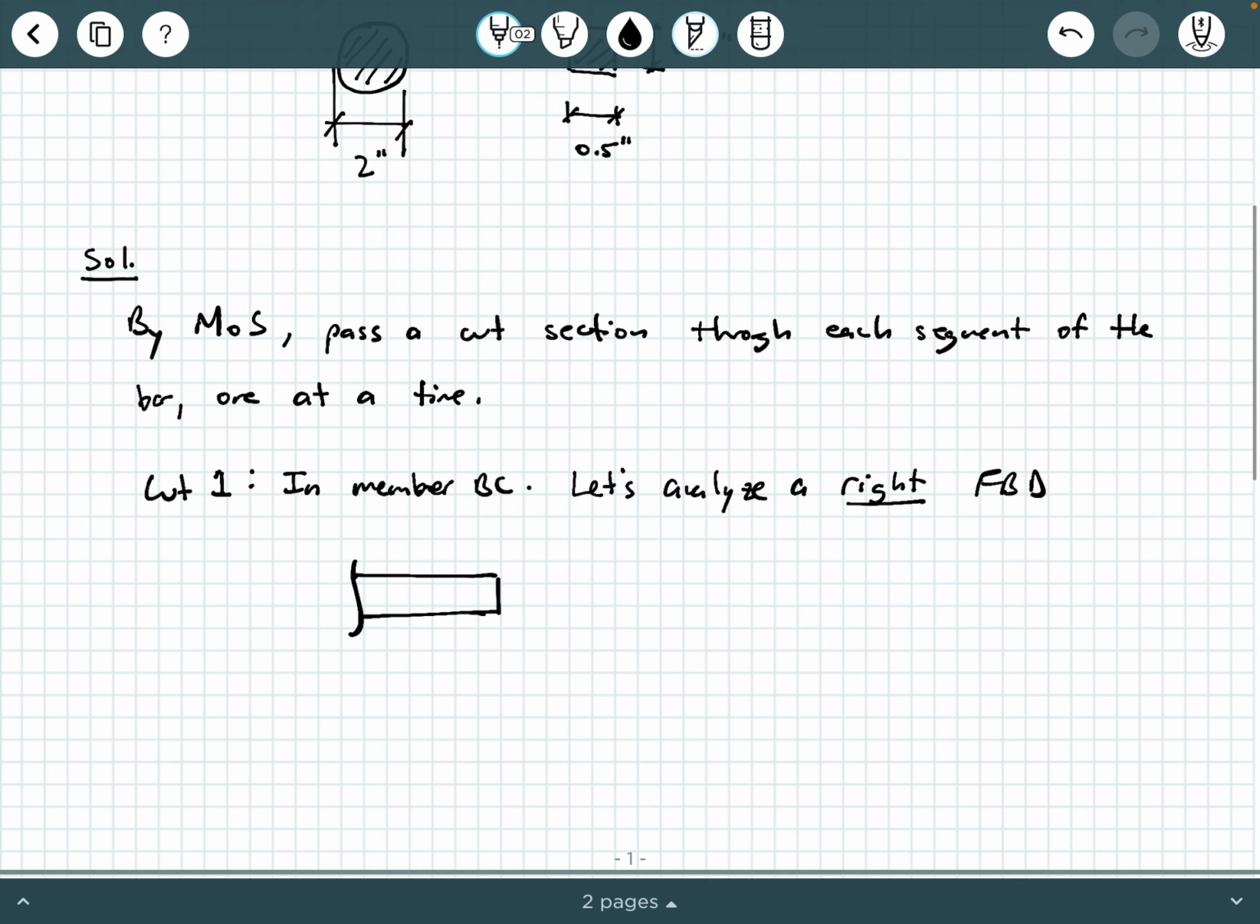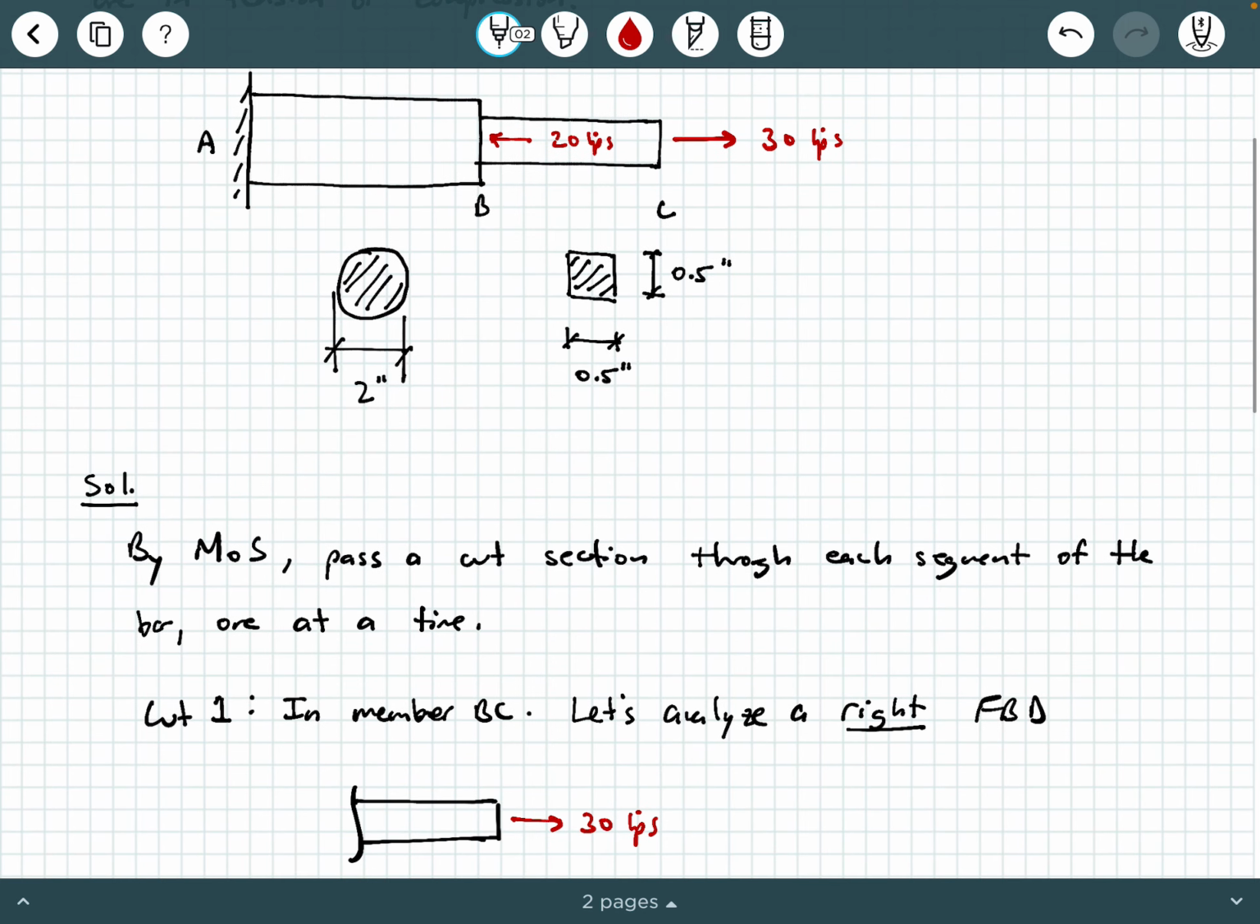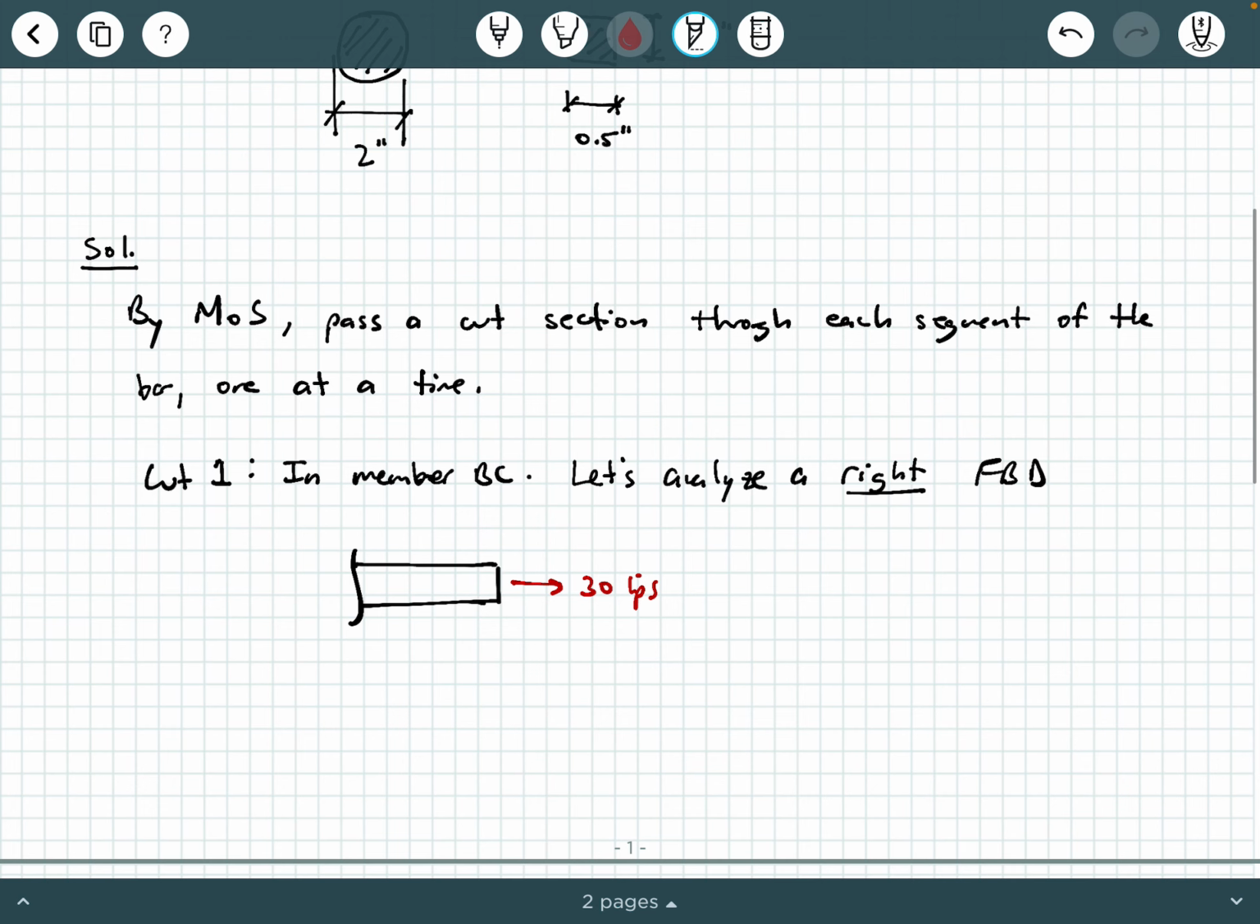Now, what is happening there? Well, you're going to be able to see that 30 kips hanging off the end there, okay? Now, is the 20 kips going to be there? You might say, well, Dr. A, where's the 20 kips? Well, this 20 kips is being applied at point B, okay? And we have just made a cut somewhere in between B and C. So this 20 kips is to the left of that cut. The 20 kips is somewhere over here, okay? So if we're looking at a right free body diagram, we're not going to see that 20 kips, okay?